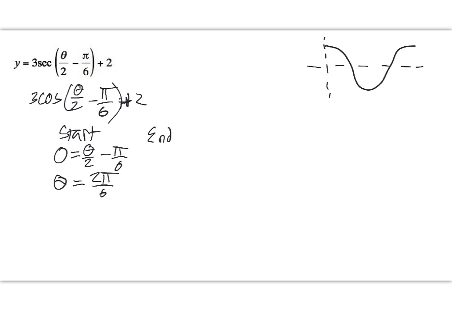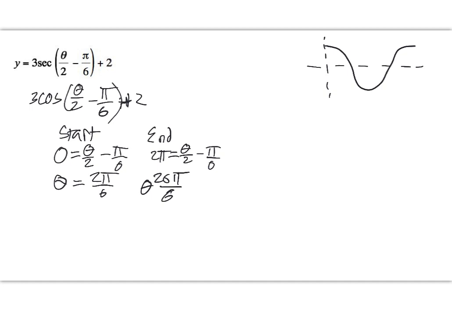Second thing that we need is an end point, which is going to be 2 pi is equal to theta over 2 minus pi over 6. That's going to give us 12 pi over 6, 13 pi over 6. And then if we multiply that by 2, we end up at 26 pi over 6. Again, we may end up with some unreducible sixths, but we may not.